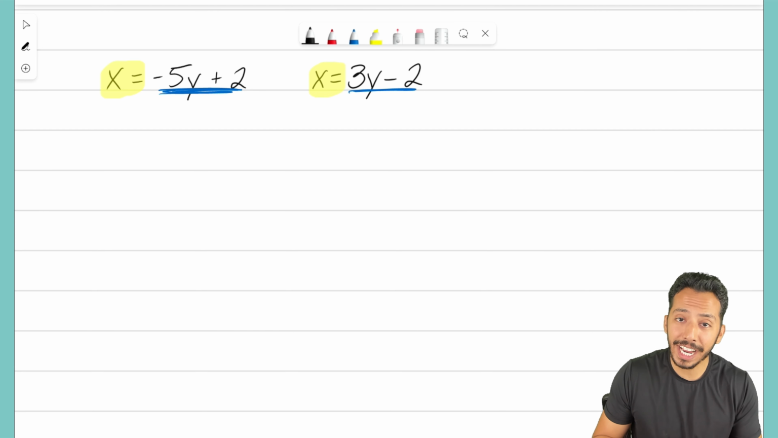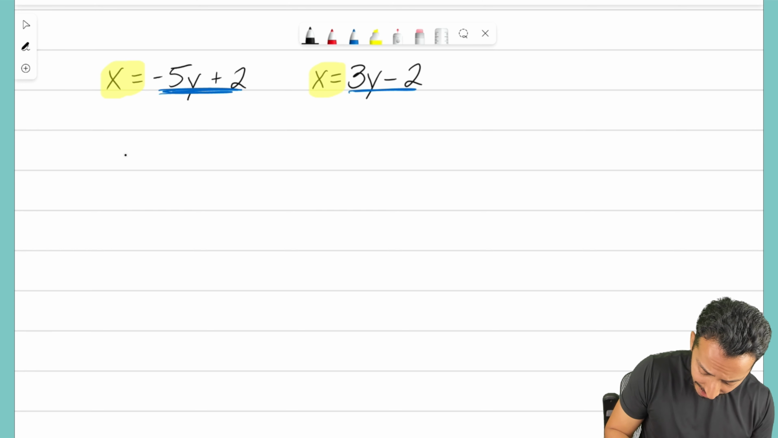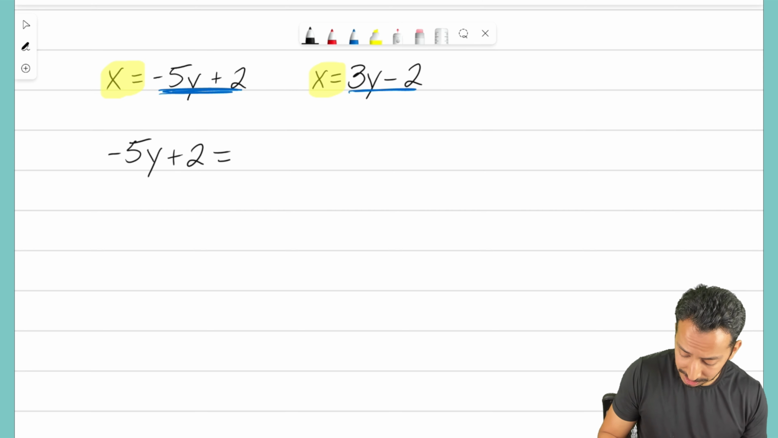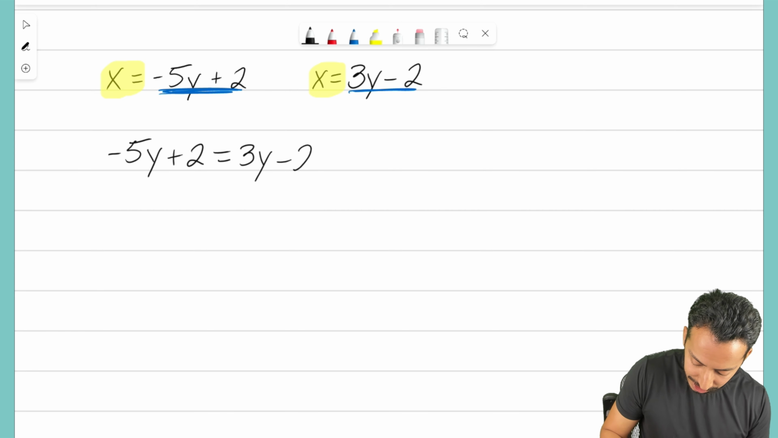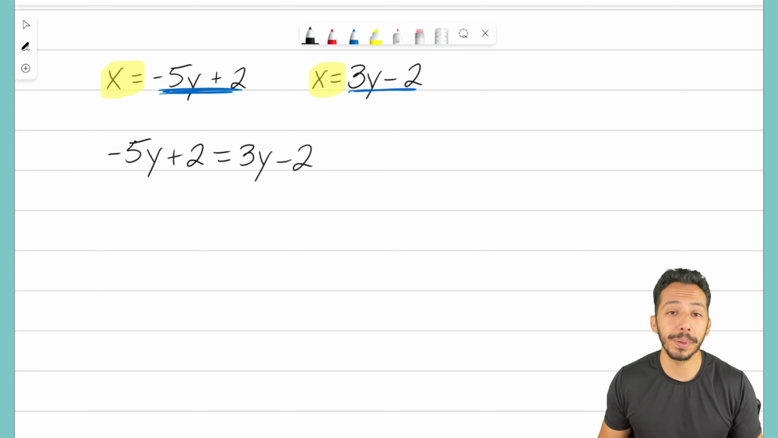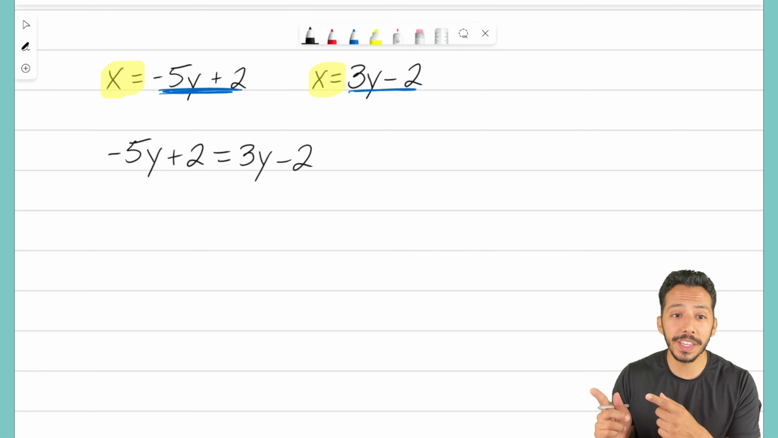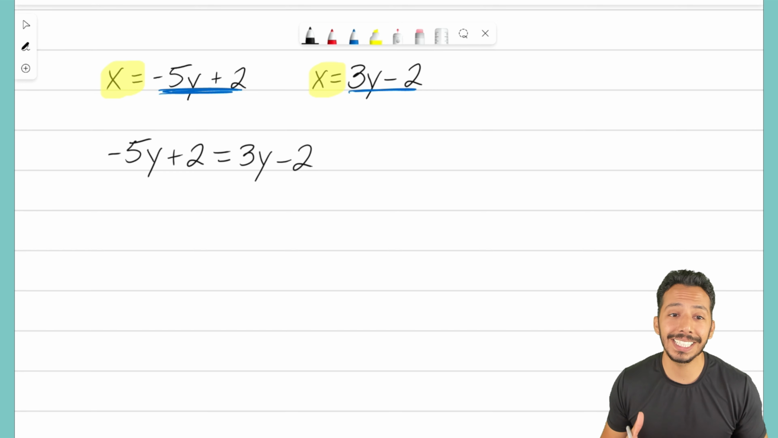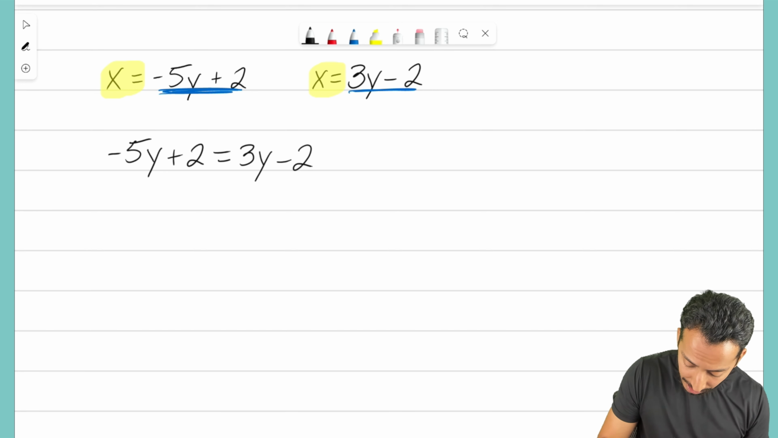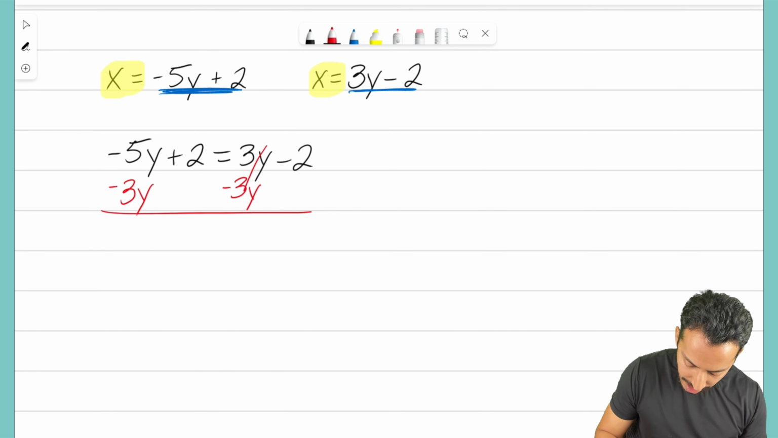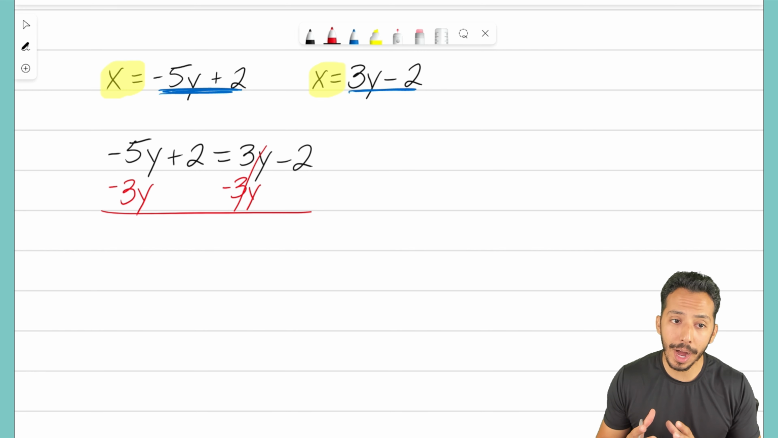So that means we can actually solve this out by writing out negative 5y plus 2 equals 3y minus 2. I know that they're equal because they both equal x. And now I just got to solve that equation for y. Let's isolate our y variable. I think what I'm going to do first is take this 3y over here and subtract it over to the left side, to group up my y variables.